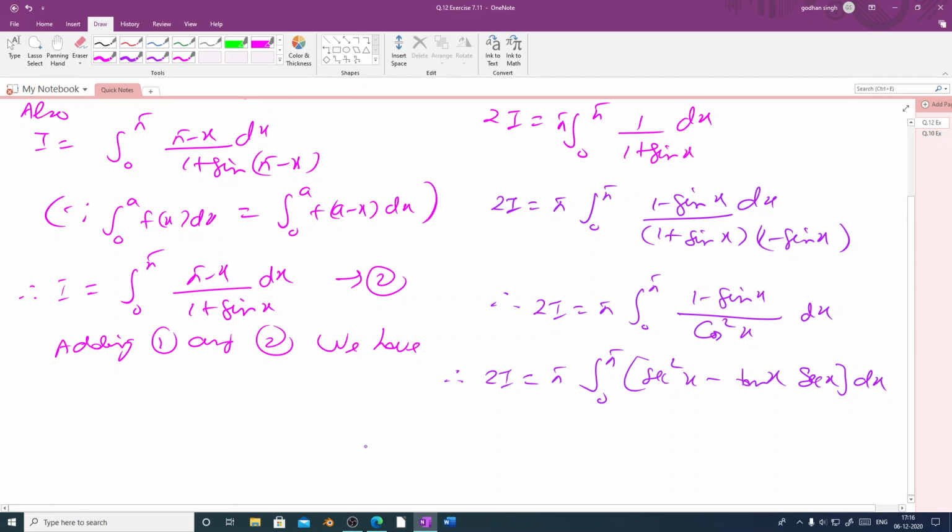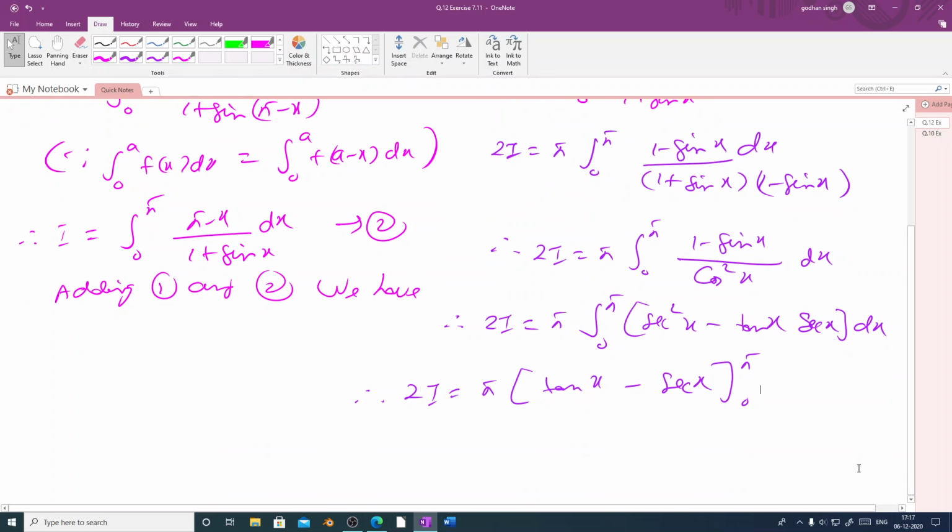Now we'll apply the limit. Therefore 2I equals pi times, first let us integrate this. The integral of sec square is tan x, minus sec x, and the limits are from 0 to pi. So we'll be putting the limits now. Therefore 2I equals pi times, first we put the upper limit, that is tan pi minus sec pi, minus tan 0 and minus sec 0.